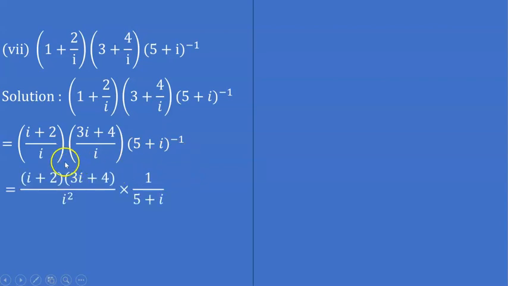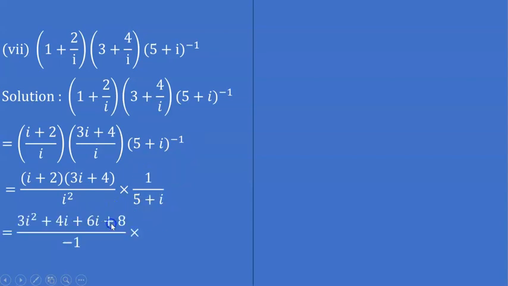Now the next. Here i into i gives i square, and the multiplication of these two terms, that is in the first bracket i plus 2, into the next bracket 3i plus 4, into the bracket 2 minus i raised to minus 1. Take this power to the denominator, it will become plus. Therefore, in the bracket 5 plus i raised to minus 1 is 1 upon 5 plus i.